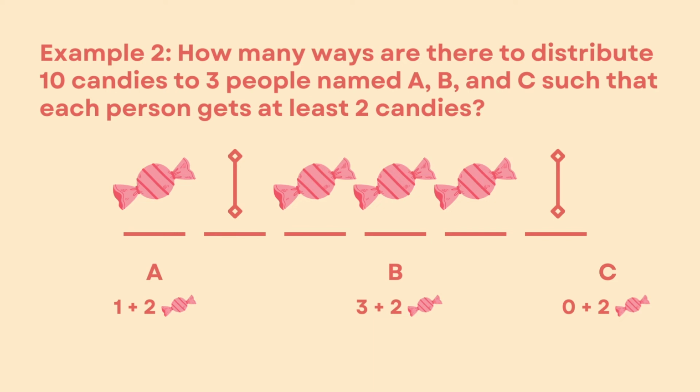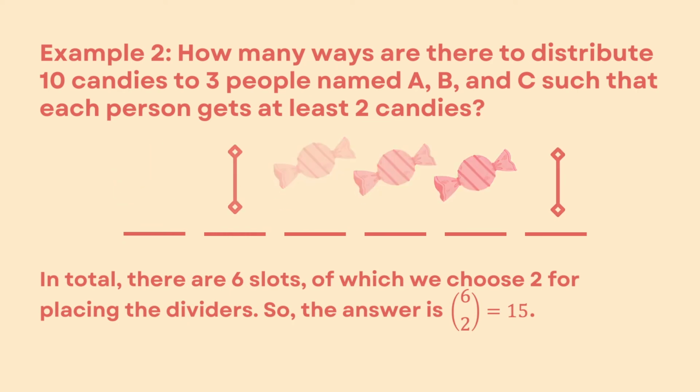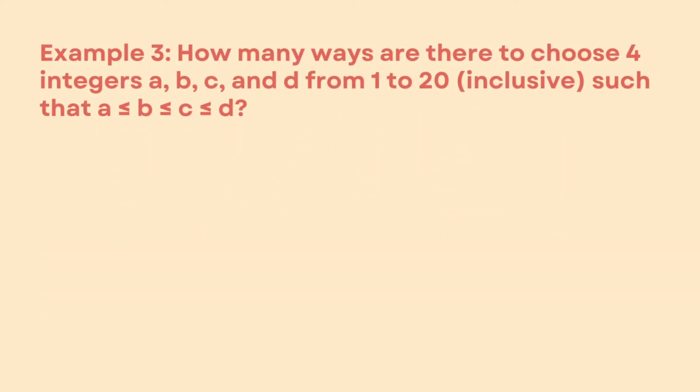Sorry, C. Now we just need to count the number of ways to rearrange the candies and dividers. In total, there are 6 slots, of which we choose 2 for placing the dividers. So the answer is 6 choose 2, which is 15. Now I have a challenge problem for you. You might encounter disguised stars and bars problems that require a little more thinking, like in this example.